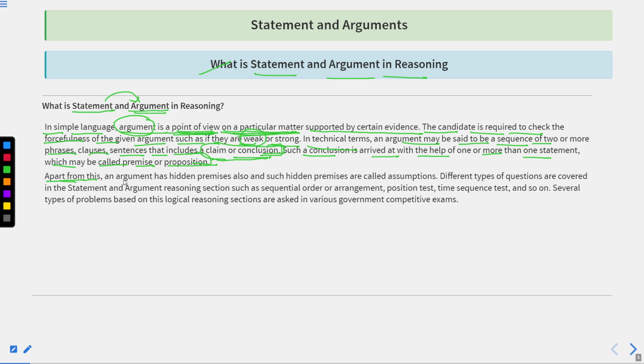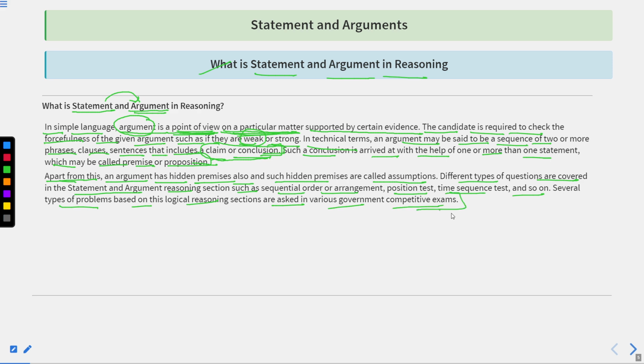Apart from this, an argument has hidden premises also, and such hidden premises are called assumptions. Different types of questions are covered in the statement and argument reasoning section, such as sequential order or arrangement, position test, time sequence test, and so on. Several types of questions based on this logical reasoning section are asked in various government competitive examinations.